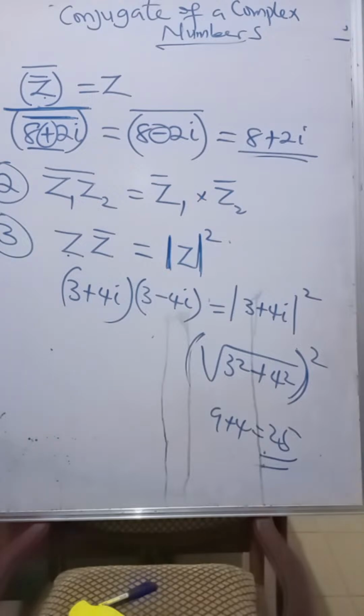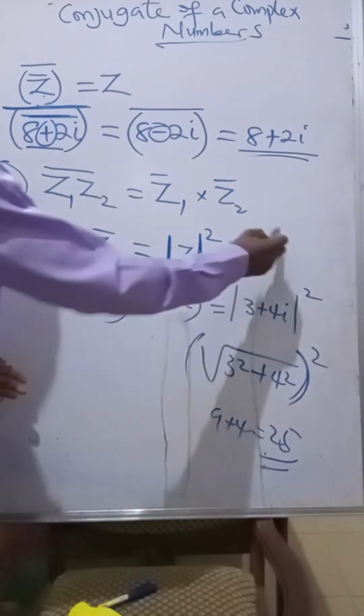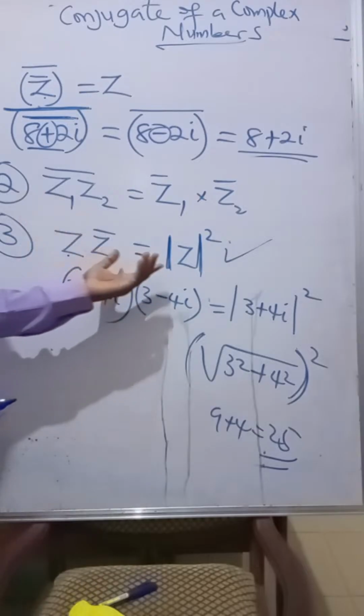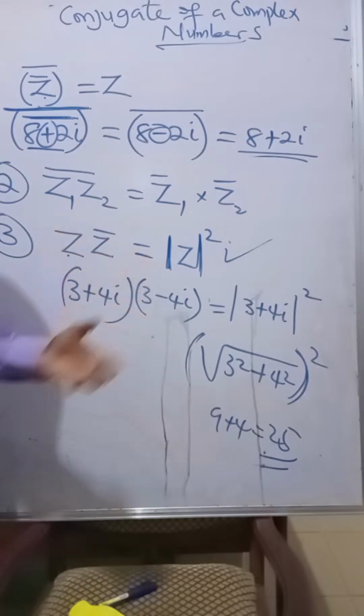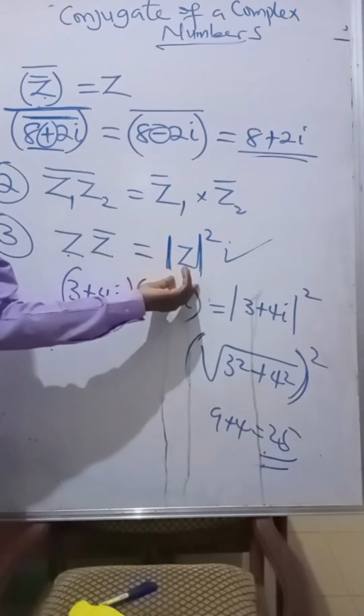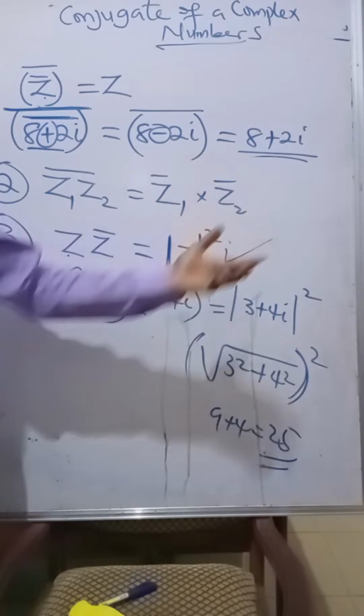We're going to be using this third one for the quotient of two complex numbers. It will make the work faster.